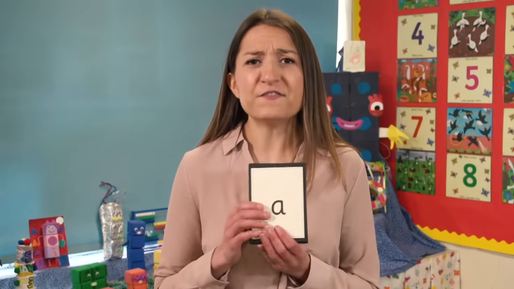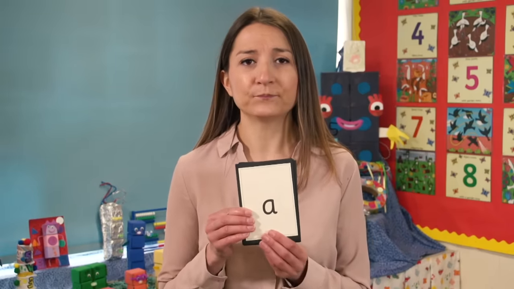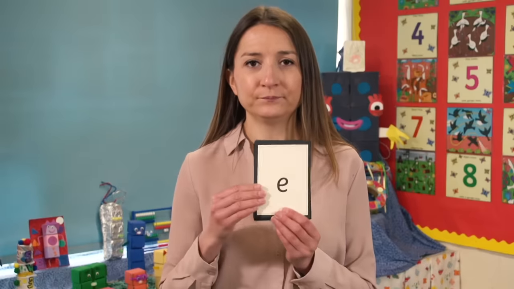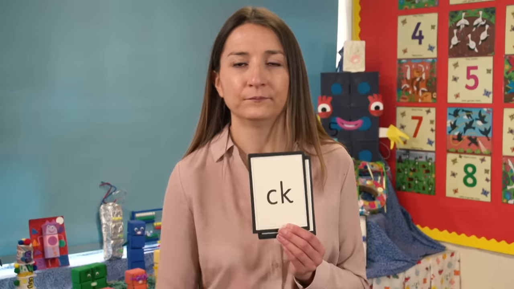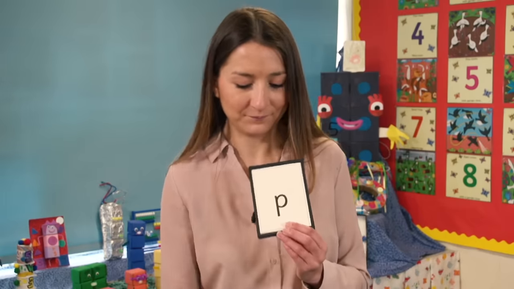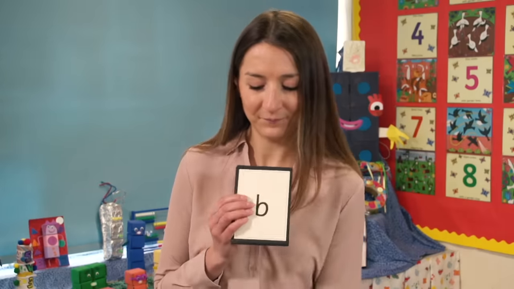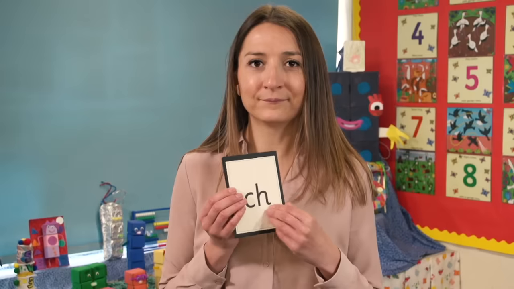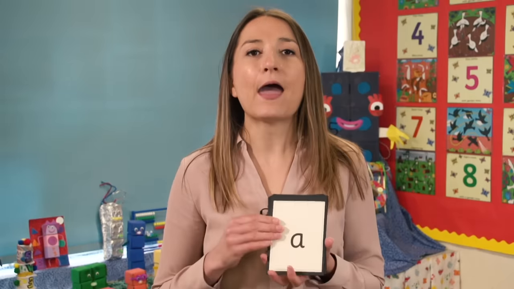I'll show you the graphemes on the cards and I want you to read them aloud. This first flashcard says A. And this digraph says SH. Now you have a go. Let's check you got them right. Read them aloud with me. A. Sh.